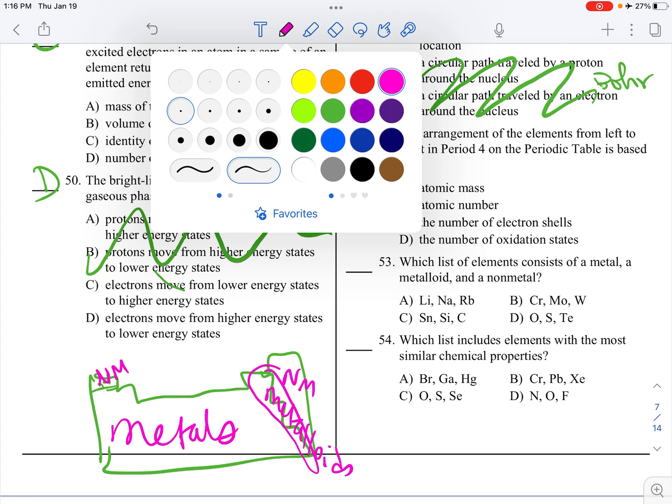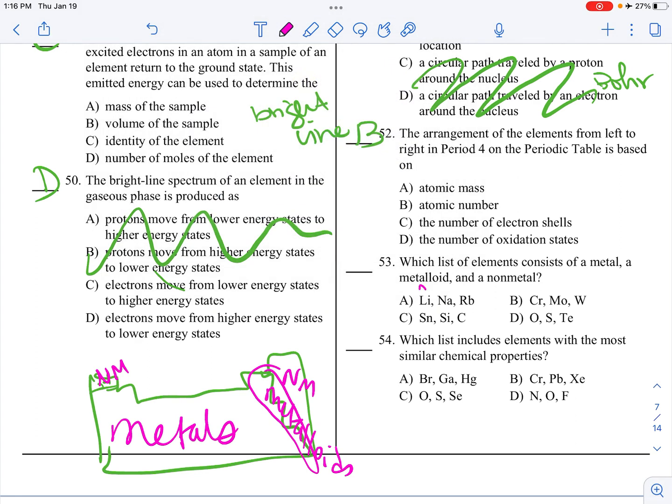So I'll keep pink. Lithium's a metal, sodium's a metal, game over. Chromium's a metal, tungsten's a metal, game over. Tin is a metal, carbon is a nonmetal, silicon is along the zigzag. That's my answer. Two nonmetals.